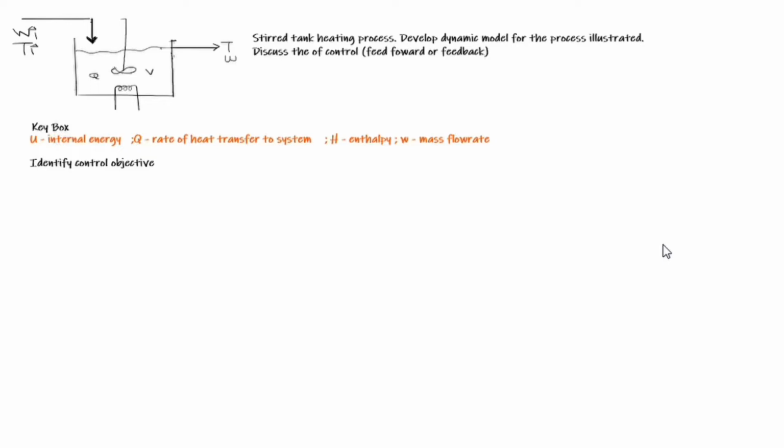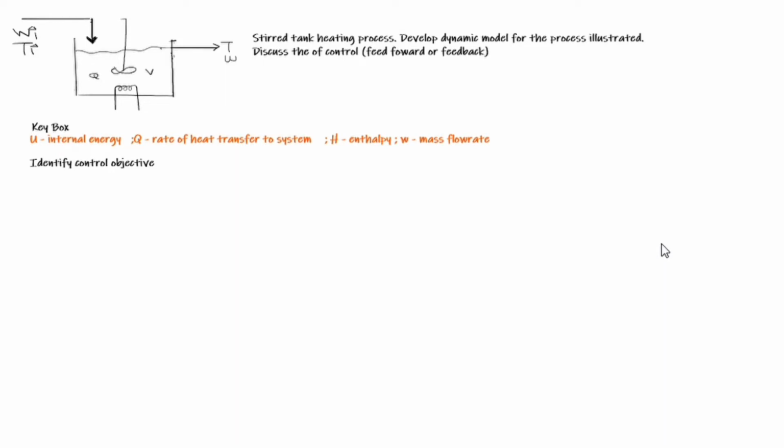Let us look at this problem here. We have a stirred tank heater which we have already developed a dynamic model for. But right now we want to discuss the types of controls such as feedback or feed forward. We are not going to get too much into details such as positive or negative. We're just going to look at it in general.